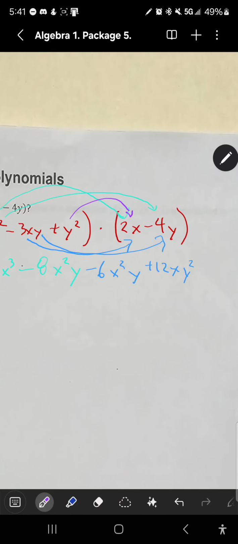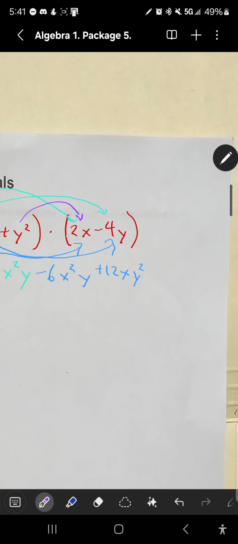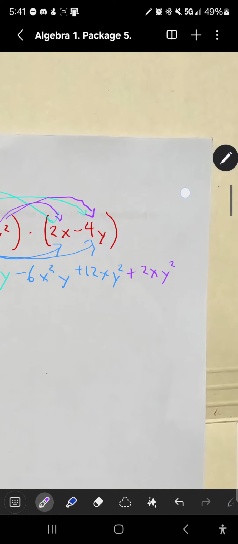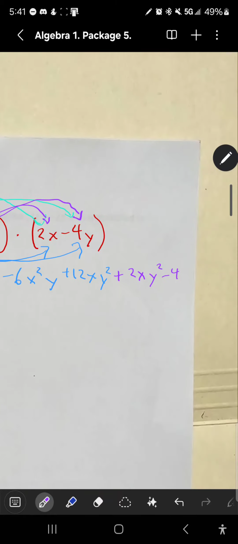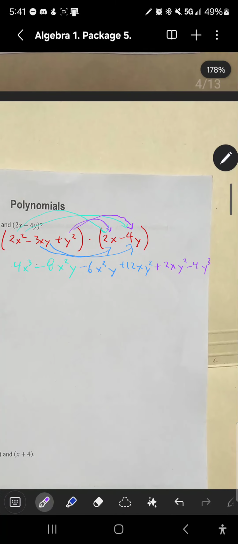So y squared times 2, which will be 1 times 2, which is 2. Then we do not have an x, so we keep the x here, and then y squared because we do not have a y on the other side. And now y squared times negative 4y. 1 times negative 4 is just negative 4. And then y squared times y is just y to the 3. And these are our values. Now let's see.